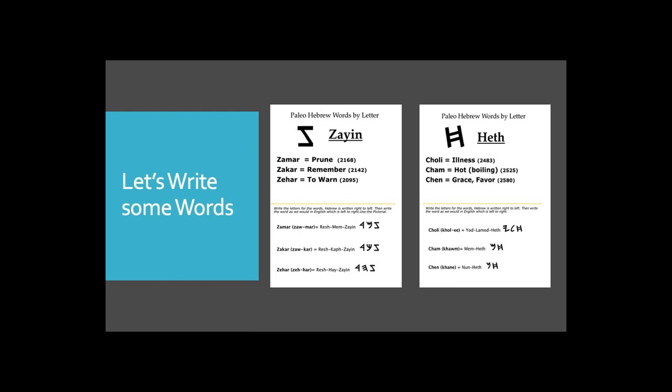Zamar. Zamar. That means prune. Strong's number 2168. And it is spelled Zayin Mem Resh. You can write that in the line there. Zayin Mem Resh.